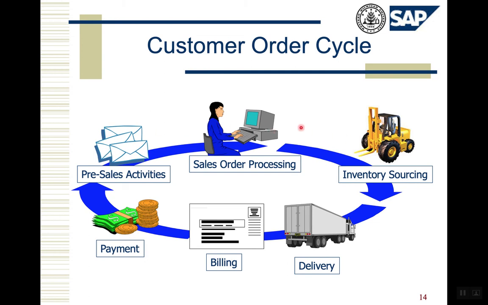It reflects different places and different pieces of the organization. It represents different players in the organization. For example, sales order processing and inventory sourcing don't have to be anywhere near each other. As a matter of fact, sales order processing can be in one country, and the inventory sourcing can be on the other side of the planet. So this is going to be fairly distributed, and the thing that glues the process together is the ERP system.